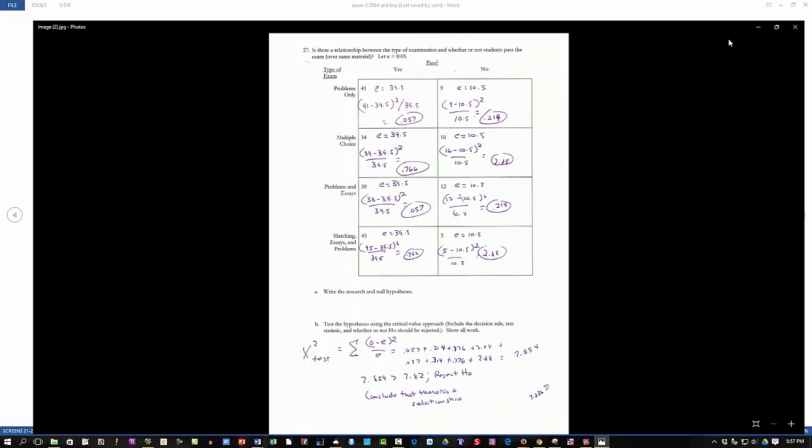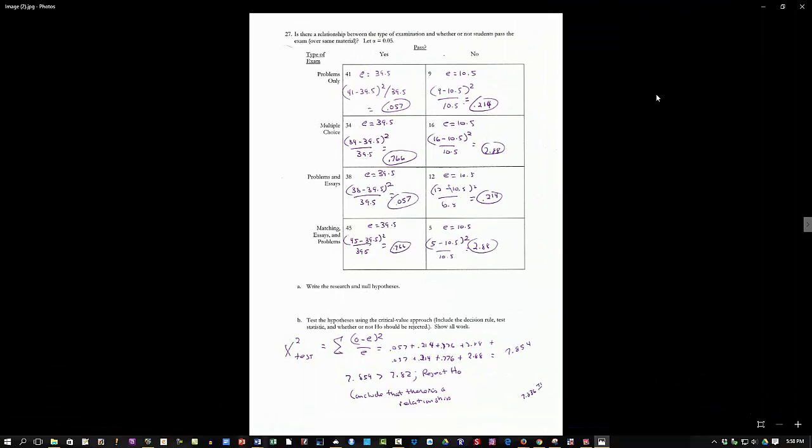And so here I've shown all the work to work this out. So you can see there are the observed values, then there's the expected of 39.5 and 10.5. So for this cell, I take observed 41 minus the expected 39.5, square it, and divide it by 39.5. I got 0.057.